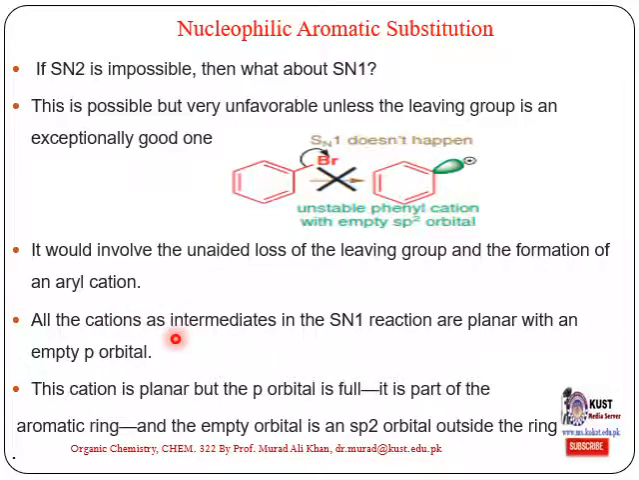All the cations as intermediates in SN1 reactions are planar with an empty p orbital. This cation is planar, but the p orbital is full. It is part of the aromatic ring, and the empty orbital is an sp2 orbital outside the ring. All the other orbitals are inside the ring, they are planar, but this sp2 is outside the ring.